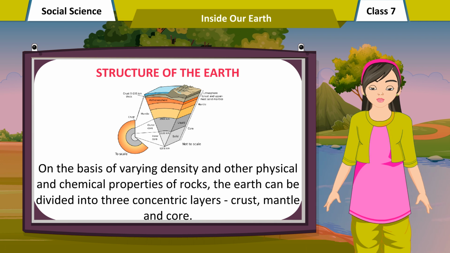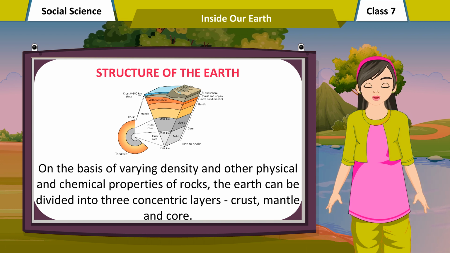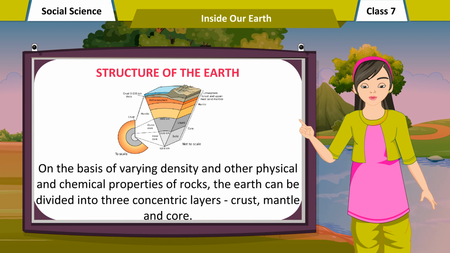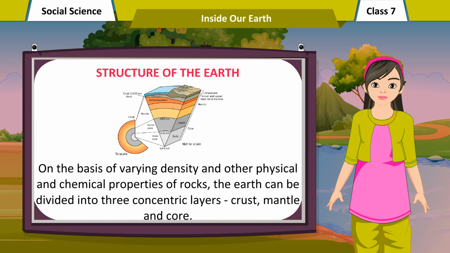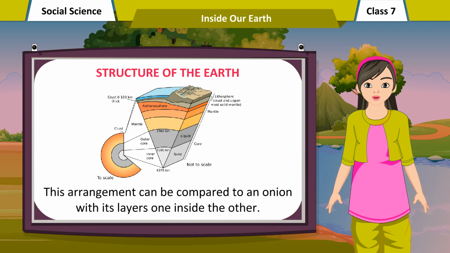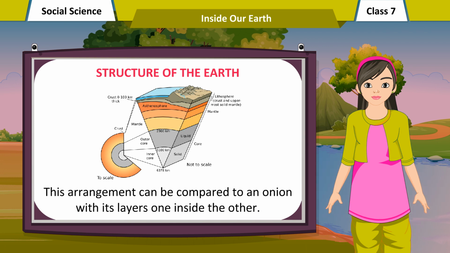Structure of the Earth. On the basis of varying density and other physical and chemical properties of rocks, the Earth can be divided into three concentric layers: crust, mantle, and core. This arrangement can be compared to an onion with its layers one inside the other.